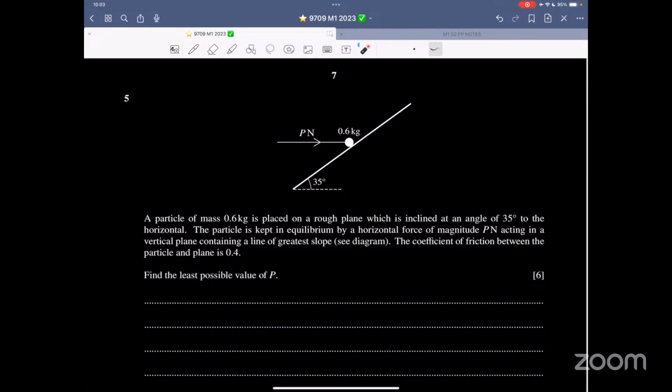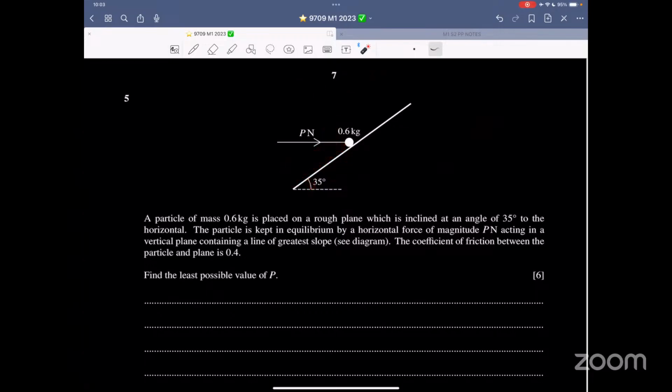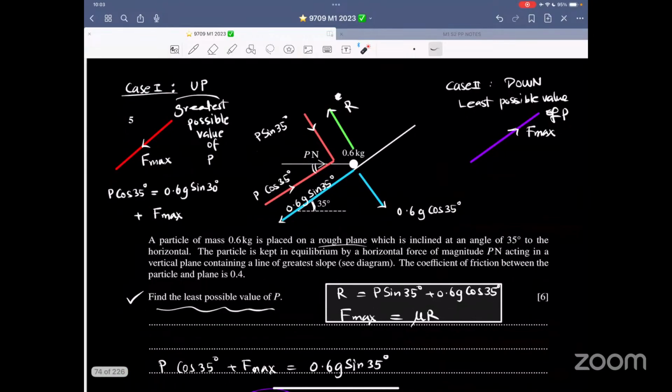Now, sometimes not everyone is sure which one would be the least and which one would be the greatest. So think of all the possibilities. First of all, this is P cos 35. Why? Because if this is 35, this is 35, this is the adjacent, this is P cos 35, this is P sine 35. And normal reaction force is this. 0.6 g sine 35 goes down, 0.6 g cosine 35 goes this way. Now, if it's about to move down, friction is up. If it's about to move up, friction is down. So think about it. So now there are 2 cases over here, and look at the working.